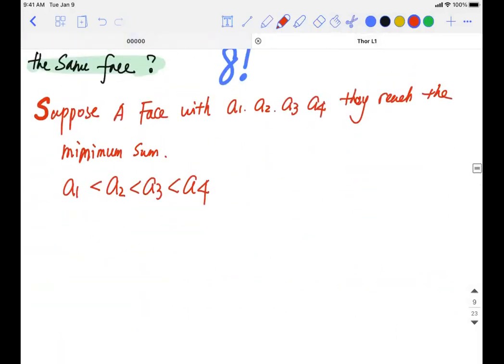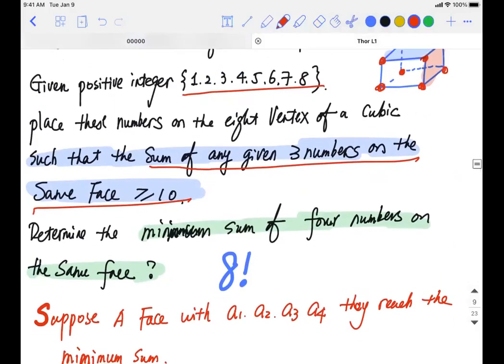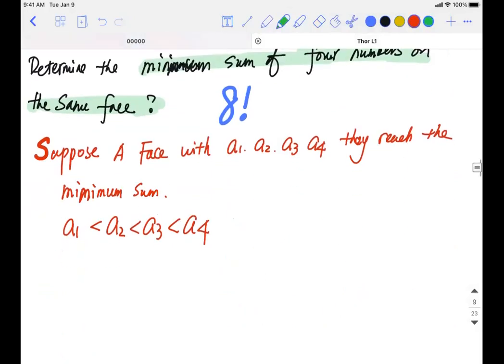Okay, according to our definition, any 3 numbers on the same face must be greater or equal to 10. So that being said, A1 plus A2 plus A3, they are the minimum 3 numbers, right? Their total sum is greater or equal to 10. Okay, so this is all given by the problem. Let me ask you one thing, a question for you.